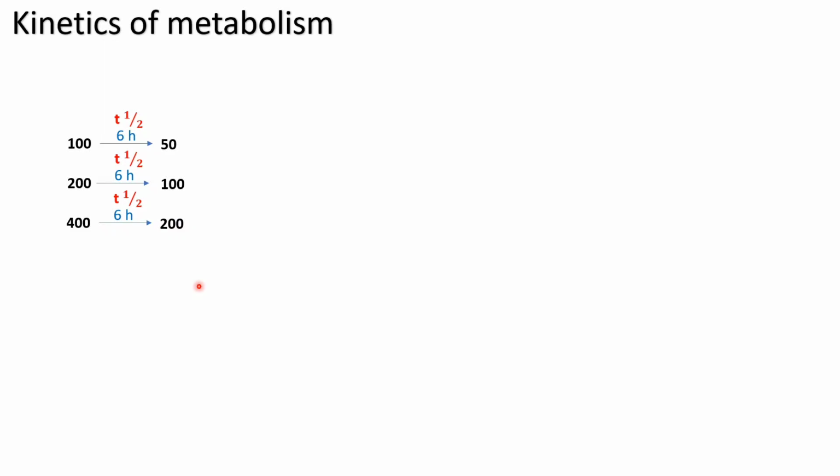Let's take a look at another drug. We gave 100 milligrams of this drug, and then we measured the amount in plasma after 6 hours, and we found the amount to be 50 milligrams. So this 6 hour would be our T-half here. No problem with that. Then as we have done with another drug, we also increased or doubled the dose to 200 milligrams. And then we measured the amount in plasma after 6 hours.